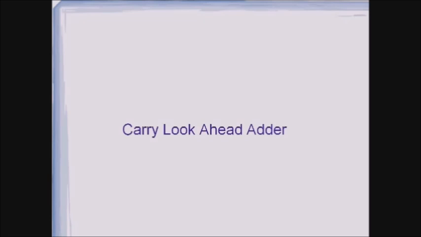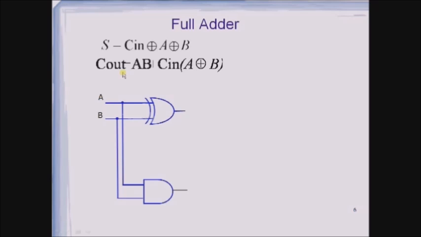Let us see how a full adder will look like. These are the expressions of the full adder, that is sum and Cout. Sum equals Cin XOR A XOR B, where A and B are considered as inputs and Cin is nothing but carry input. And Cout, that is carry out, this is the expression for the carry.